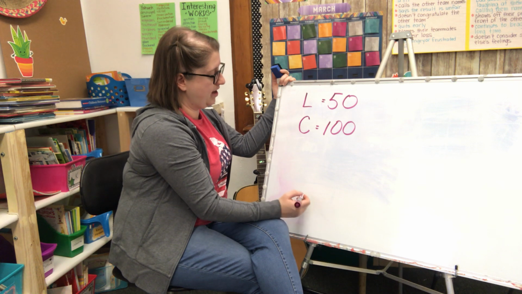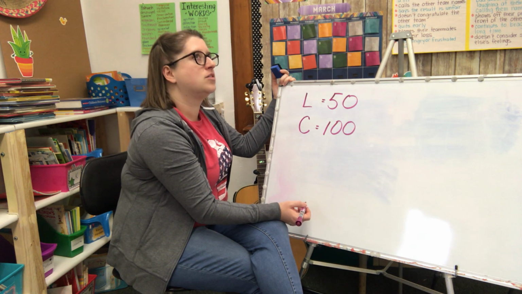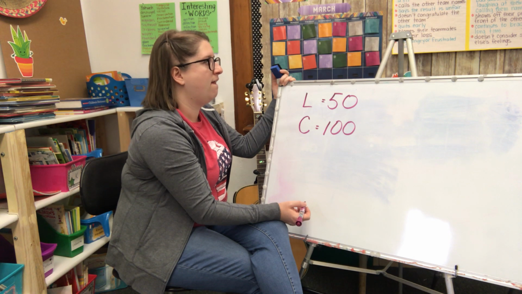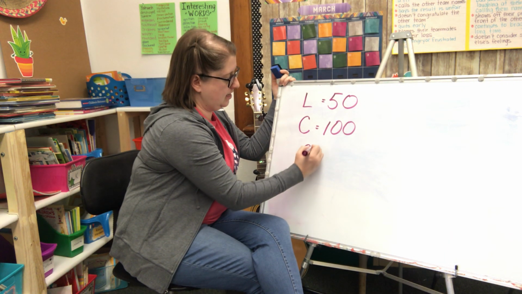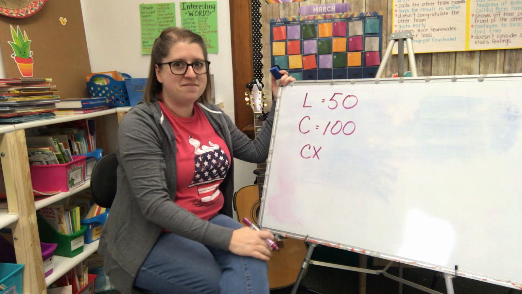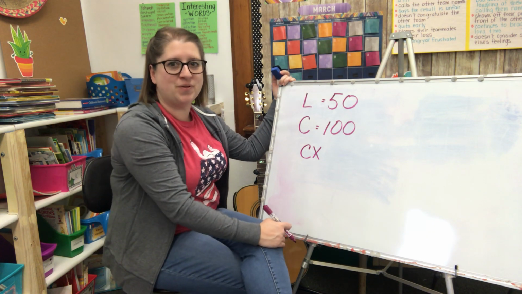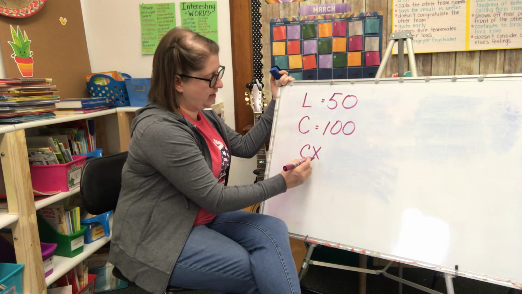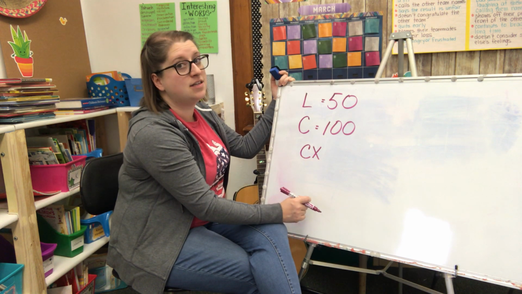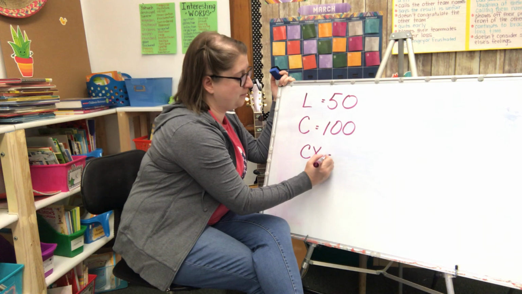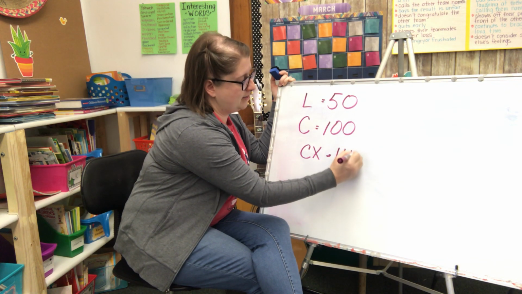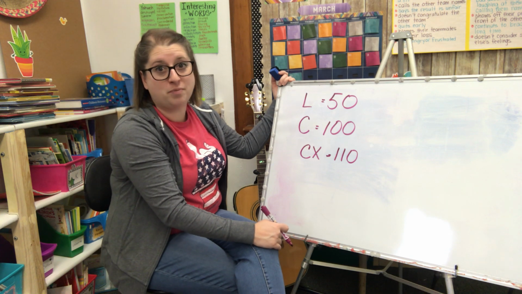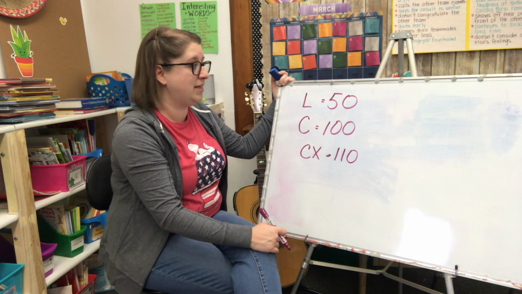Let me ask you a question. What if I had a C and an X? What do you think that one equals? Ooh, challenge. We know that the C is 100, and we know that the X is 10, so what would the number be? 110. So you can make some cool numbers. Use your whiteboard today and use your Roman numerals and make some numbers.